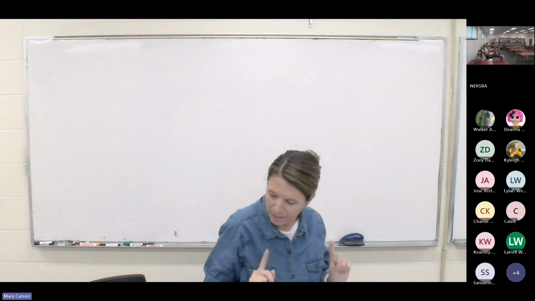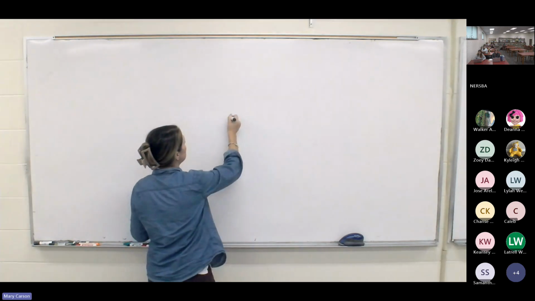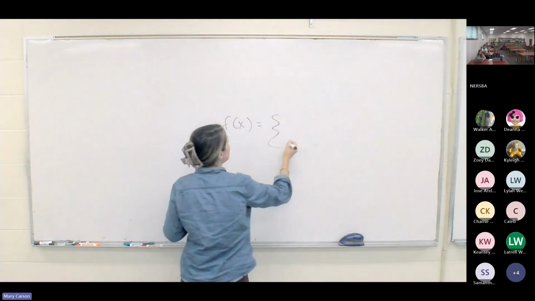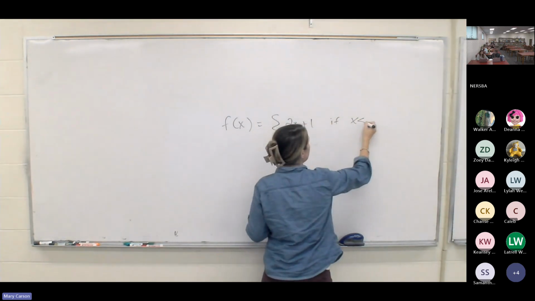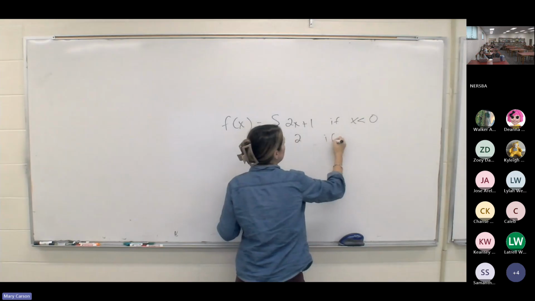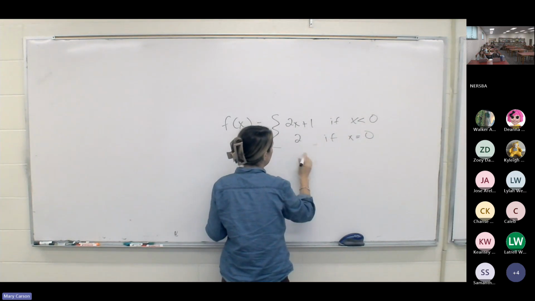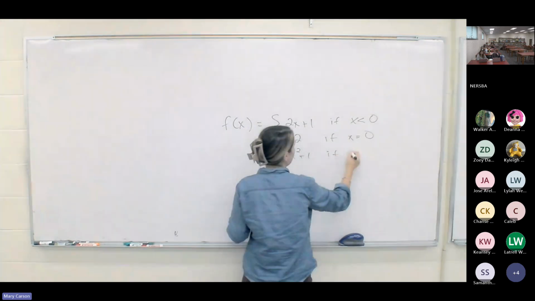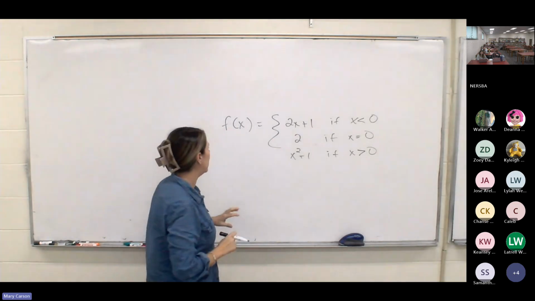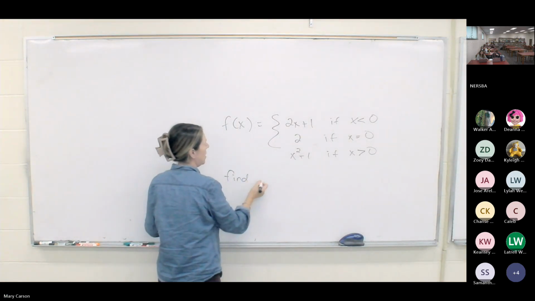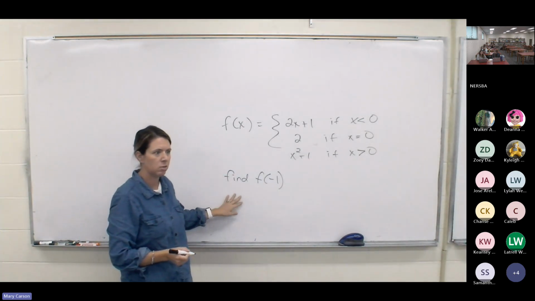Okay, so on your test, you're going to see a few problems where I give you a piecewise, and let's say it's 2x plus 1 if x is less than 0, 2 if x is equal to 0, and then x squared plus 1 if x is greater than 0, okay? And then I want you to find f of -1. This is an example of what's going to be on your test, okay?